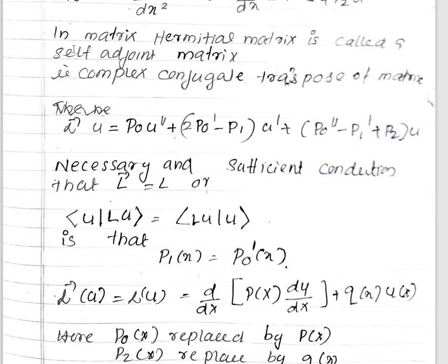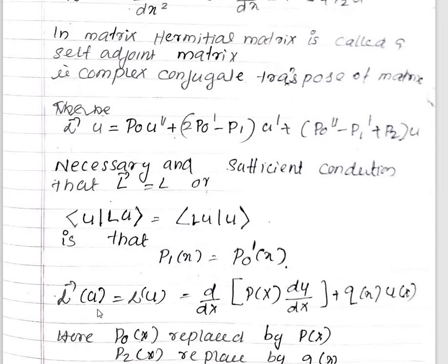When we apply the condition P1 of x is equal to P0 dash, this equation will reduce into L bar of u is equal to L of u, that is equal to d by dx of p of x dy by dx plus q of x into y of x.